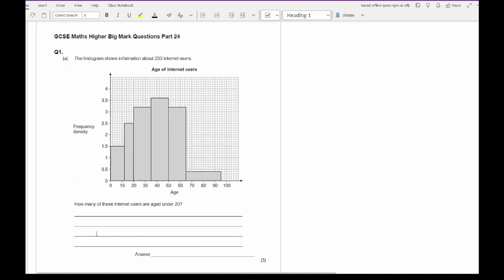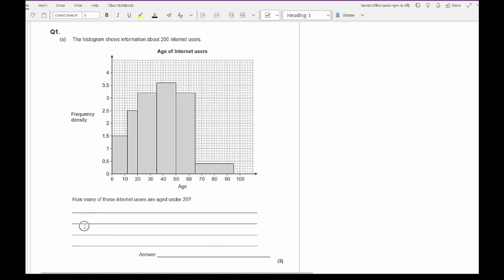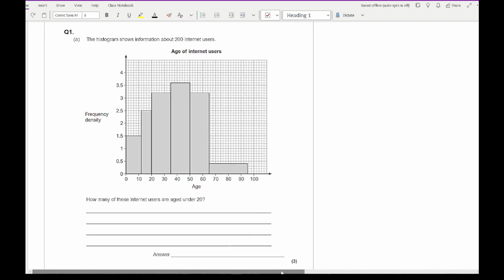Now, if you've not had opportunity or have the facility to print out any of these questions, then all you need to do is to simply pause the video as I read out the question and have an attempt at it, and then unpause as we go through the answer. So looking at question 1, it says the histogram shows information about 200 internet users, and the question is asking us for part A, how many of these internet users are aged under 20?